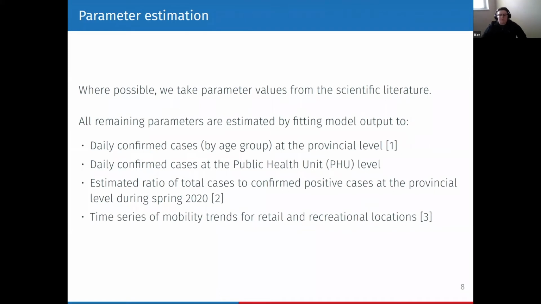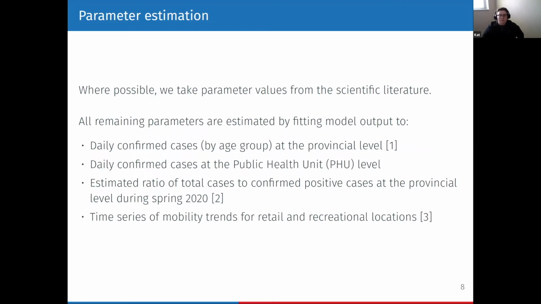So parameter estimation, where possible, of course, we try and take parameter values from the literature. However, in a lot of cases, that's not possible because this is a novel virus, and there are just a lot of things about disease spread that unless you're actually in a pandemic situation, or epidemic even, it's really hard to estimate them. So the one upside to, or not an upside to COVID, but a positive outcome, has been the availability of a ton of very, very rich data.